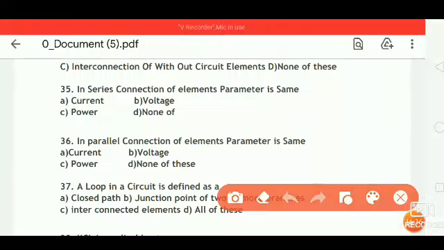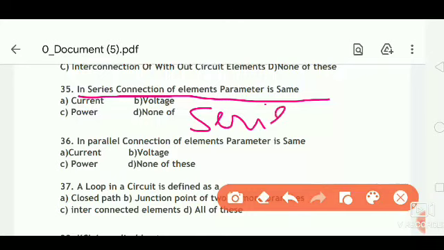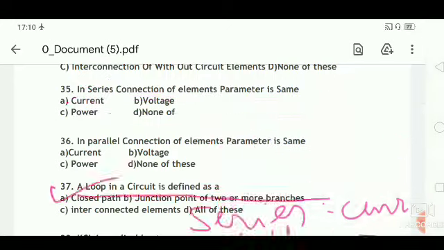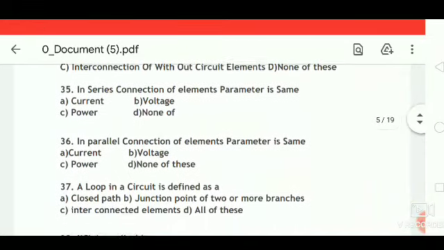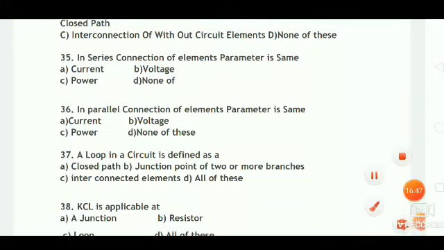So we get the next question. In a series connection, which element parameter is the same? For series, the current is the same and the voltage drops. Option A current, option B voltage, option C power, and option D none. For the series connection, the current is the same. Option A is the right answer.